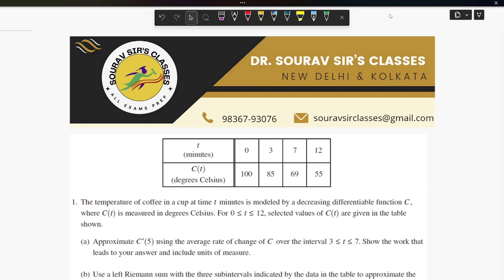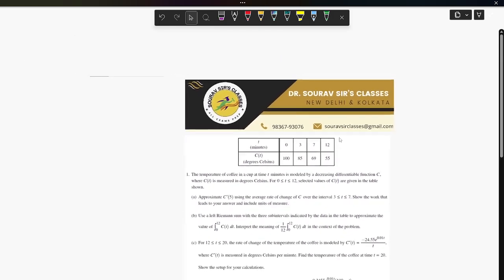The temperature of the coffee in a cup at time T is modeled by the decreasing differentiable function C, where C(T) is measured in degrees Celsius, for T in the closed interval 0 to 12. Selected values of C(T) are given in the table shown. Question A: approximate C'(5) using the average rate of change of C over the interval 3 ≤ T ≤ 7. Show the work that leads to your answer and include units of measure. Let us see what we can do for this.